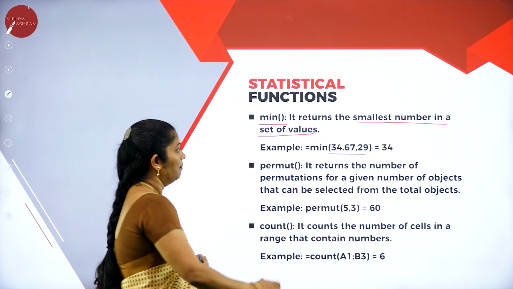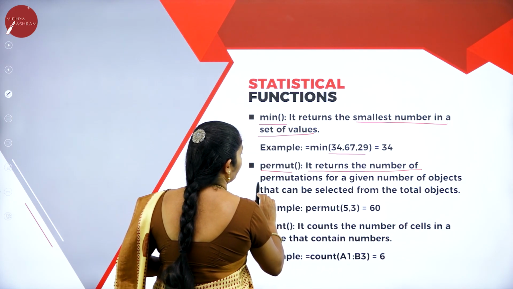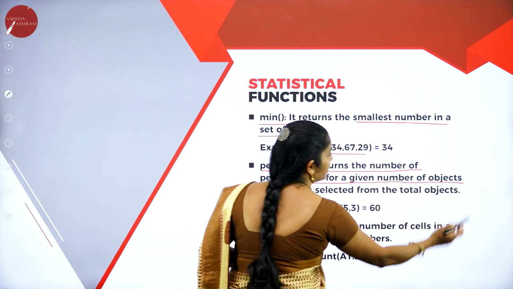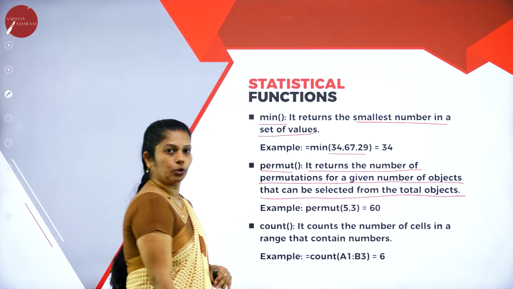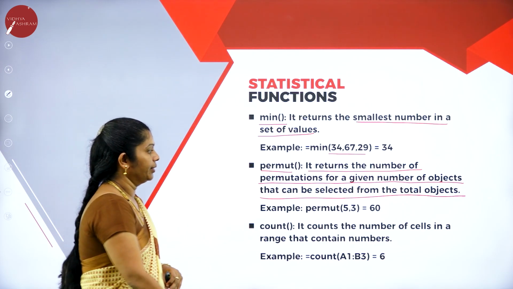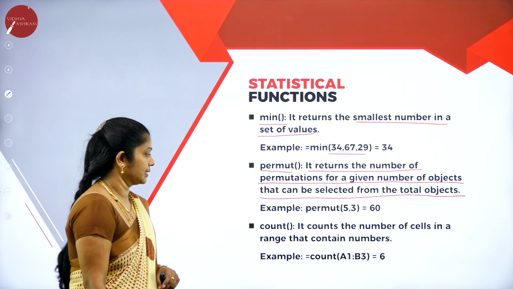And the next one, the permute function. It returns the number of permutations for a given number of objects that can be selected from the total objects. Here permute 5, 3 will generate the result 60.